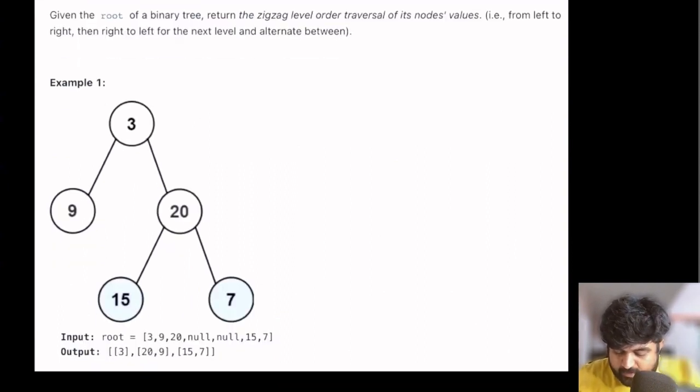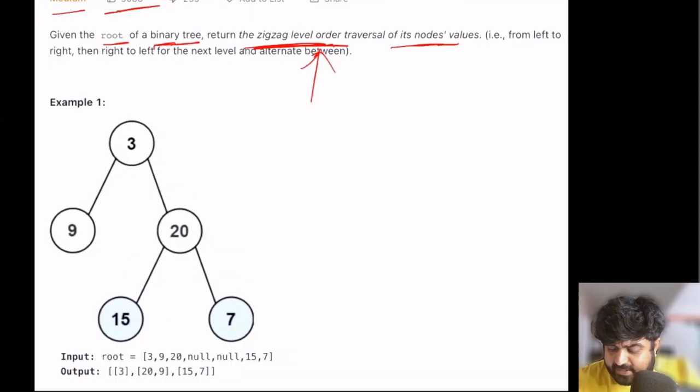Now in this problem, we are given the root of a binary tree, which means that any single parent can have at most 2 children, nothing more than that. Now we have the root of this binary tree, and we need to return the zigzag level order traversal of its node values. So what does a zigzag level order traversal mean? Before understanding that, let's understand what a level order traversal means.